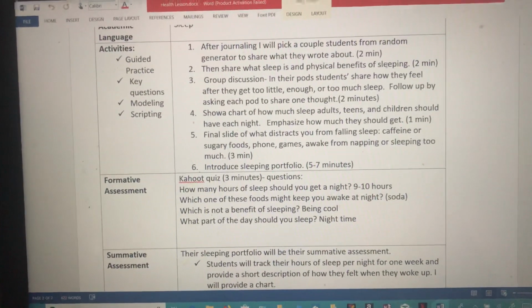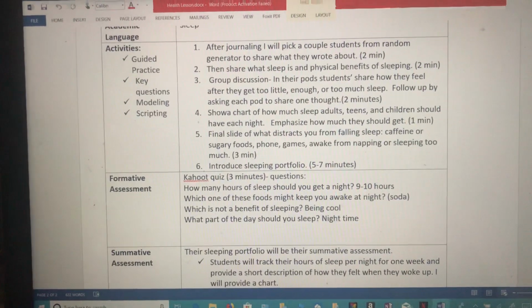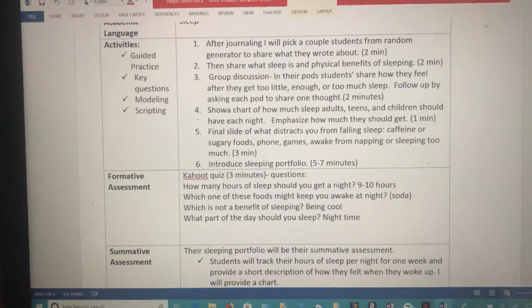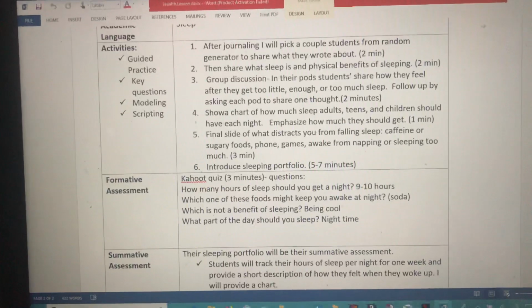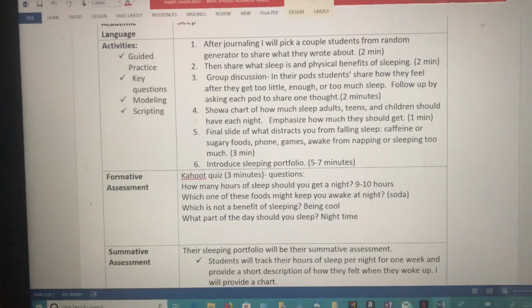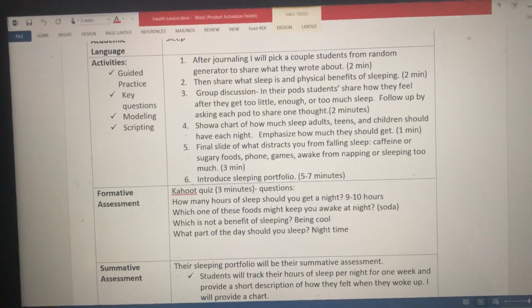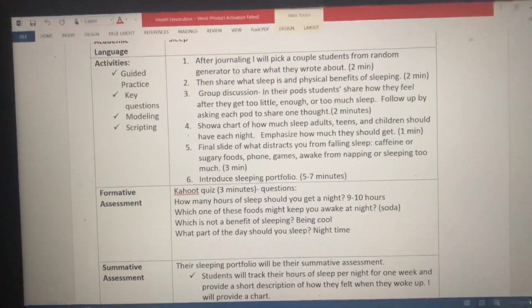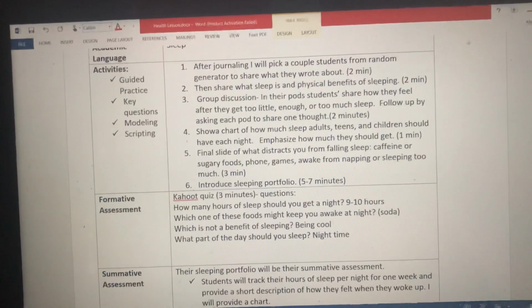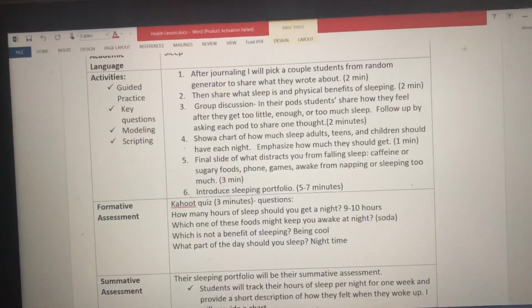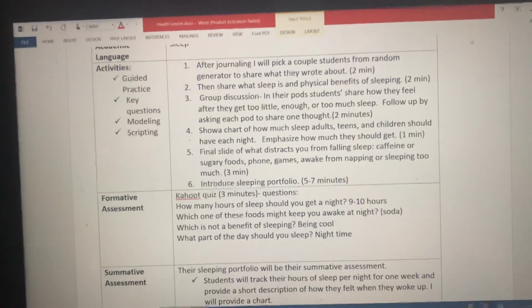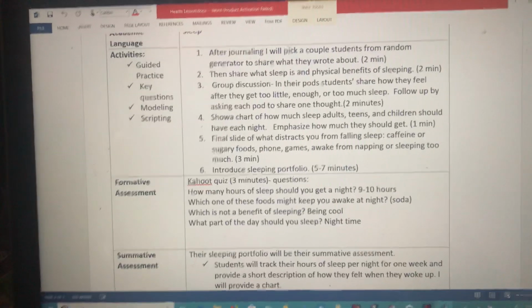And then the final slide will go into what distracts you from falling asleep. So do you have caffeine or sugary drinks before you go to bed? Are you on your phone a lot? Do you play video games? Are you awake from napping or sleeping too much earlier in the day? And just explain that these are all factors that can add up to why you might have a hard time staying asleep, falling asleep at night.